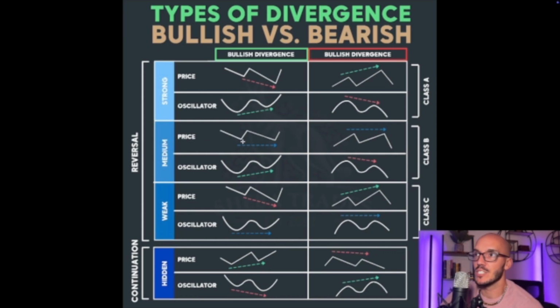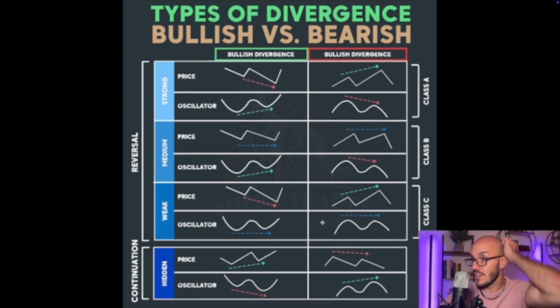A medium divergence is when the price is moving sideways, but the RSI is moving in a direction. So if the lows on a price are moving sideways, but the oscillator is going up, that's a class B bullish divergence. But if the price is moving sideways and the RSI is trending downwards, then that's a medium or class B bearish divergence. Now the weak divergences. If price is going down, but the oscillator is sideways, that's a weak bullish divergence. If price is getting higher and the RSI is moving sideways, that's a weak or class C bearish divergence.